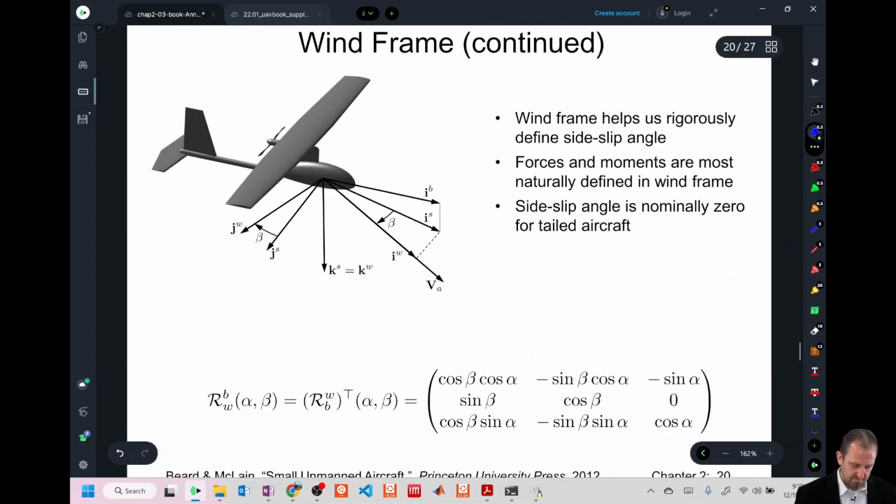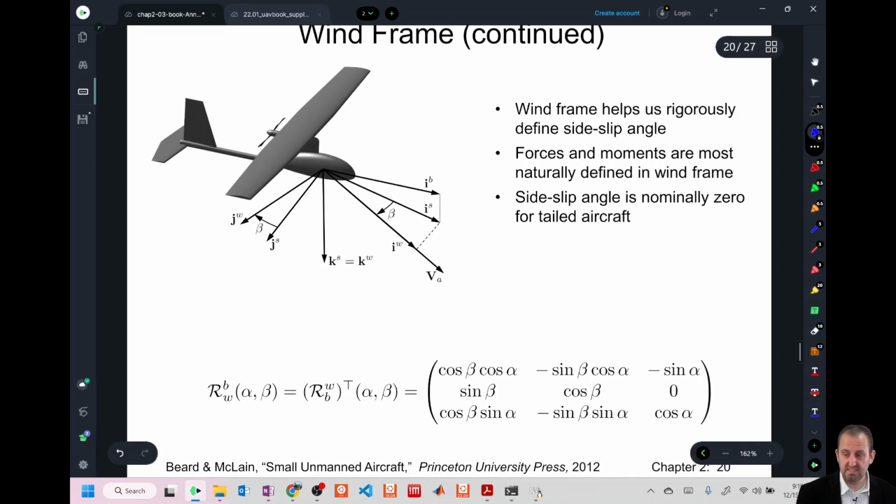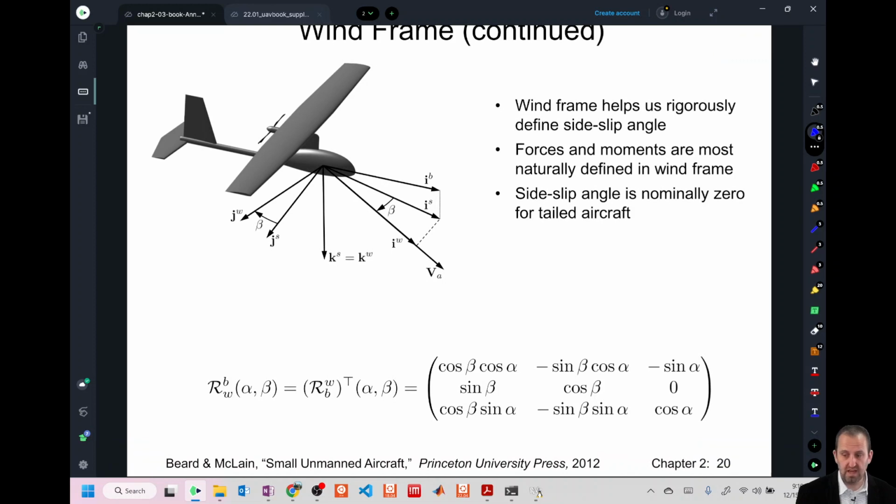Okay, so now the wind frame helps us define that side slip angle. Like I mentioned earlier, the forces and moments are most naturally defined in the wind frame. So what we'll do in future lectures is define how the forces and moments are acting on the aircraft, and then transform it into how it's acting in the body frame.